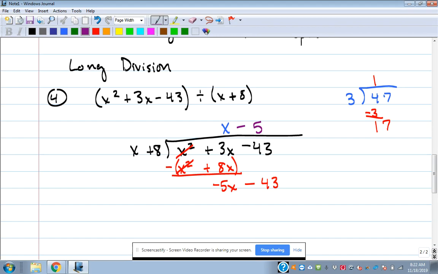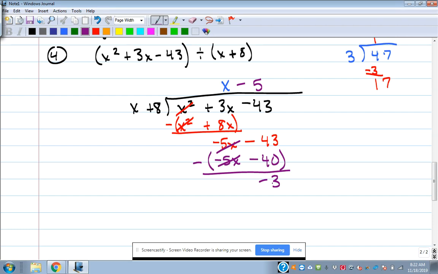So negative 5 times x would be negative 5x. Negative 5 times positive 8 is negative 40. Parentheses, subtract. Negative 5x minus negative 5x cancels out. Negative 43 minus negative 40 is negative 3.